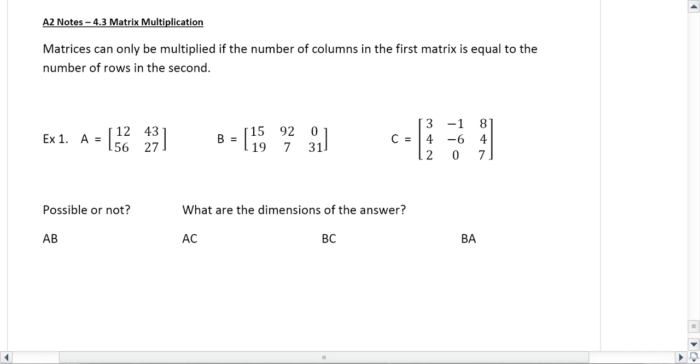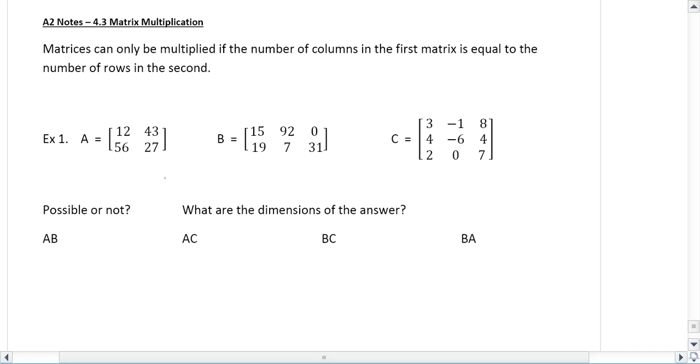This video is for Algebra 2, Chapter 4, Section 3, Matrix Multiplication. Very, very different from adding and subtracting matrices. So let's see if we can wrap our heads around multiplying matrices.